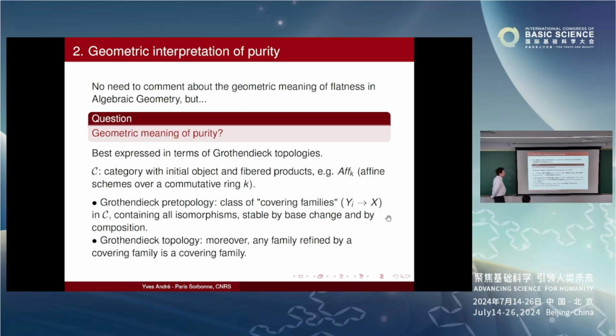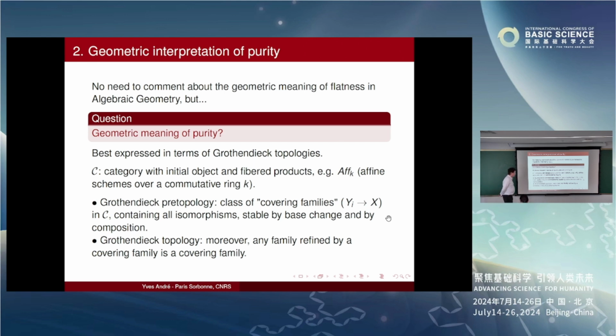So it turns out that it is best expressed in terms of some Grothendieck topologies. So I will say a few words about Grothendieck topologies. If you have a category C, which has an initial object and all fiber products, for instance, the category of affine schemes over a commutative ring K, this will be my main example, then a Grothendieck pretopology is a class of morphisms which are called covering families in C, which contains all isomorphisms, and which is stable by base change and by composition.